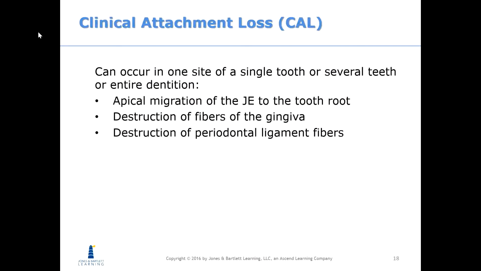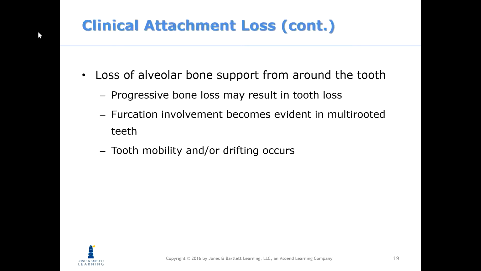And clinical attachment loss. So now here is the hallmark of periodontal disease. It can occur in one site of a single tooth or several teeth or the entire dentition. With clinical attachment loss, we have apical migration of the junctional epithelium. We have destruction of the fibers of the gingiva and also destruction of the periodontal ligament fibers. So both the gingival fibers and the periodontal ligament fibers are taking a beating. We're also going to see loss of alveolar bone from around the tooth. Progressive bone loss may result in tooth loss.